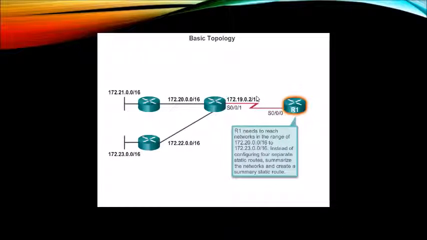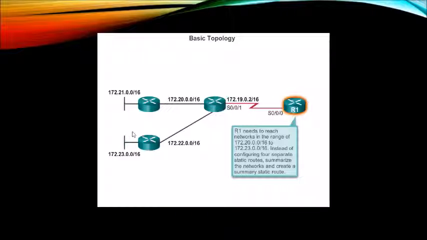Routes can be summarized if the destination networks are contiguous and can all be summarized into a single network address. In this example, we're going to show you how all four networks can be represented with one summary route.